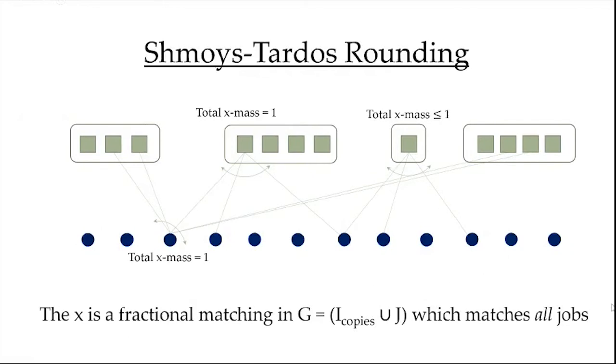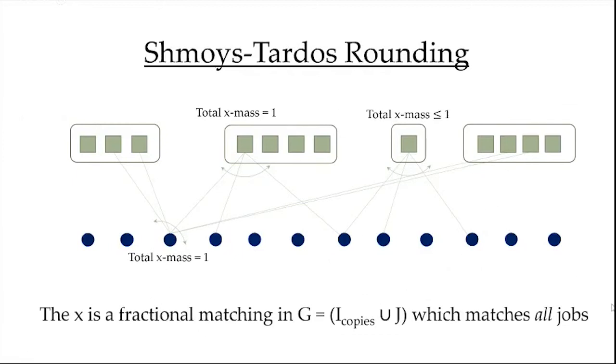After you do that, there are many copies of jobs. The total X mass here is at most one. If all the total X masses are exactly one, it will be exactly a fractional matching. So X is a fractional sub-matching in this blown up bipartite graph.